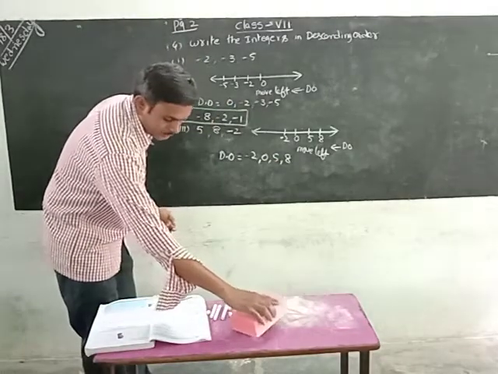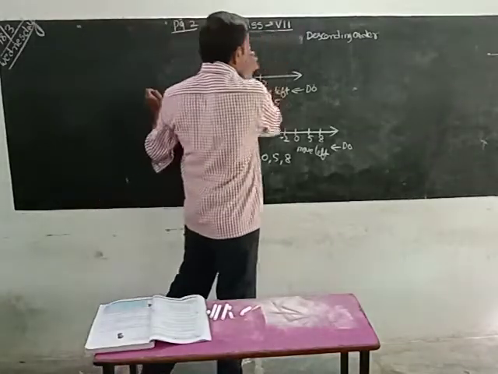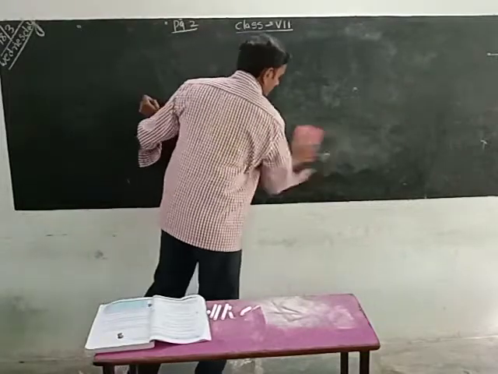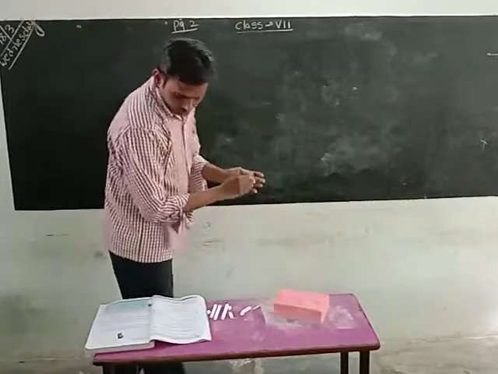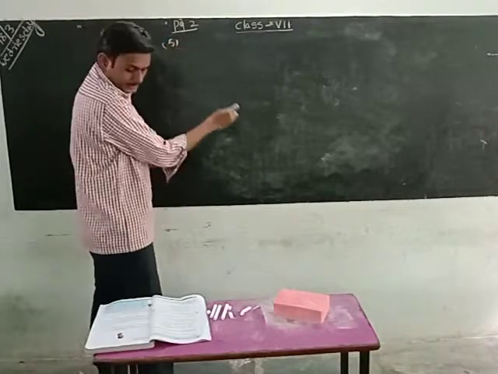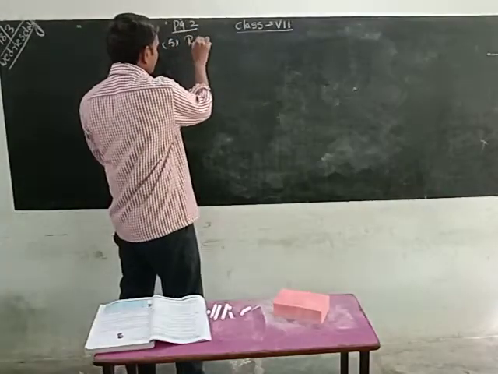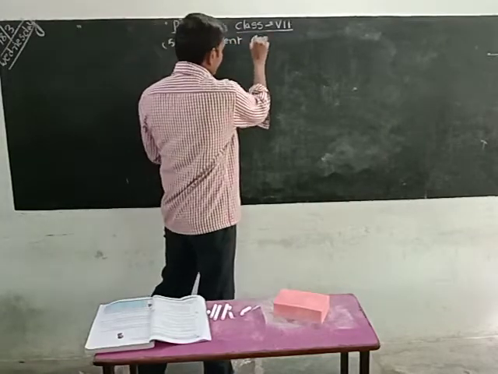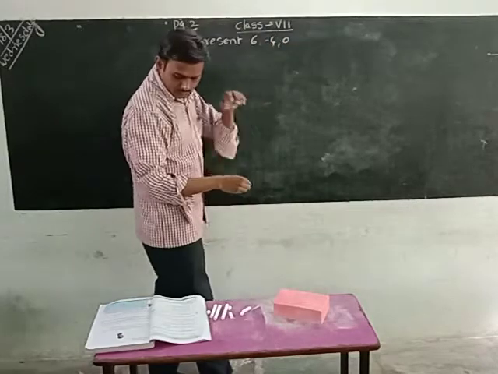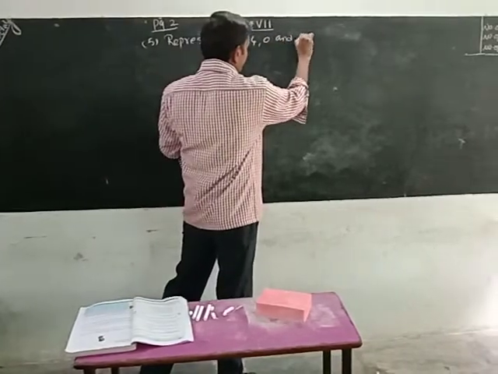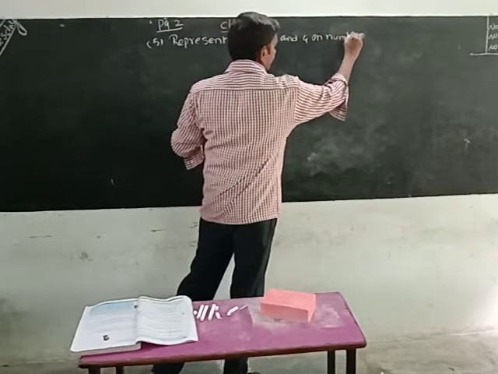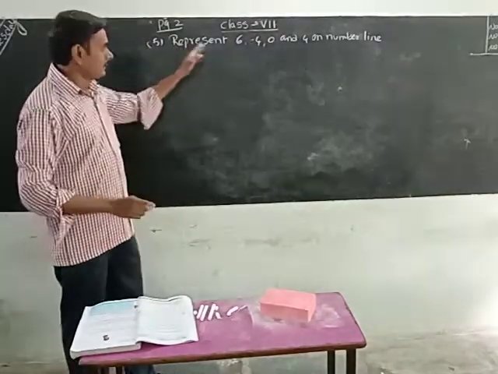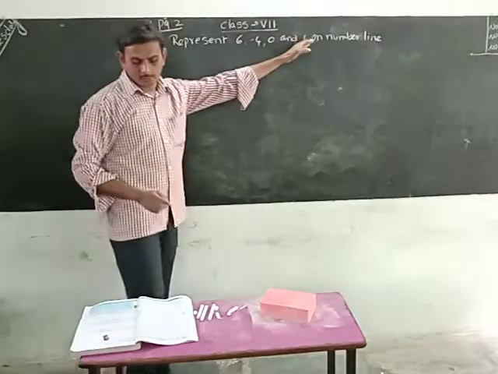Next question. Very, very important question. So many times in examination they ask you. Fifth round. Represent 6, minus 4, 0 and 4 on number line. This one we have to write on the number line.